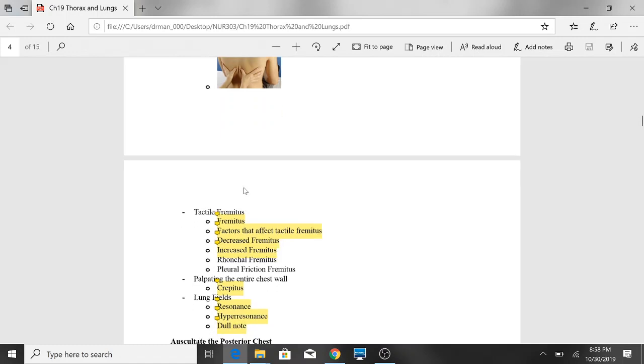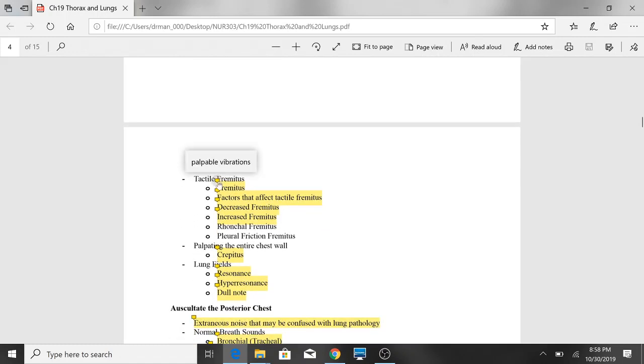Tactile fremitus. Fremitus is a palpable vibration. There are factors that affect tactile fremitus. Basically, you feel it more closely to the sternum, so the farther away you get from the sternum, going down the body, the weaker the vibration will be. Also, if you have a lot of muscle or a lot of fat, that'll make it weaker. So the less fat you have, the more you feel. And if you speak in a loud, low pitch, that also increases it.